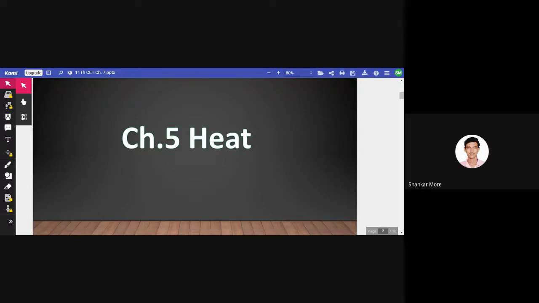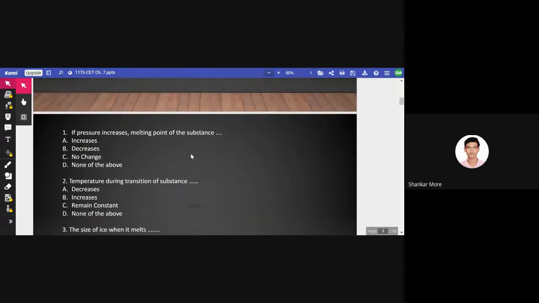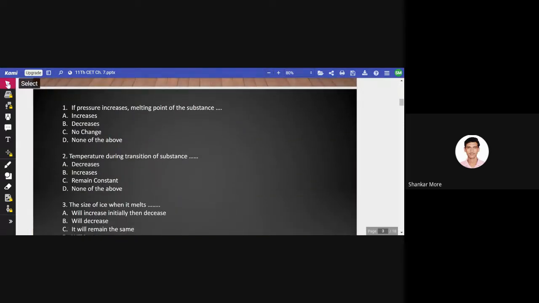Okay. So let's go to the first slide and the first question: if pressure increases, the melting point of the substance either increases, decreases, remains constant, that is no change, or none of the above. Which option is correct? You have to write the complete option instead of writing A, B, C, D. Only Arya has given the answer that it is B, that is, it decreases. I think option B is correct.